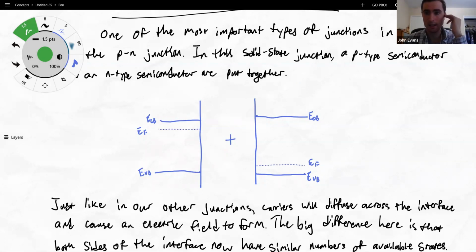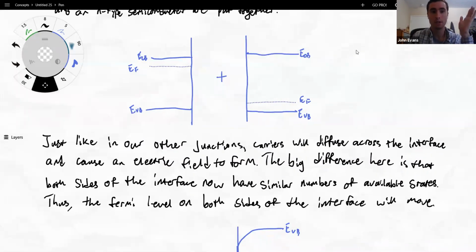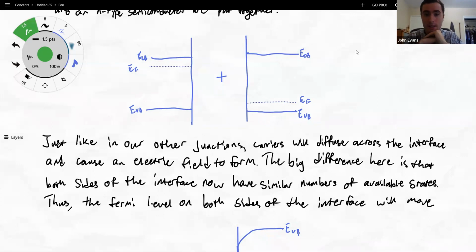Now, this is a super important type of junction in industry. It's how basically all solar panels that you'd see on a house, it's how essentially all of them work. But it works pretty similarly to what we described before. So just like in a liquid or a metal contact, the carriers are going to diffuse across the interface because of a difference in electric potential or chemical potential, because look, our Fermi levels are not equilibrated. And they're going to keep diffusing and keep building up an electric field until everything is nice and equilibrated and there's no net charge transfer.